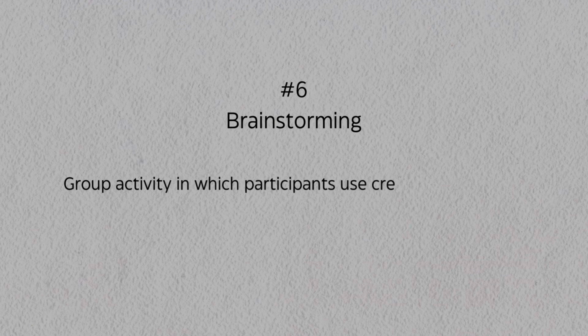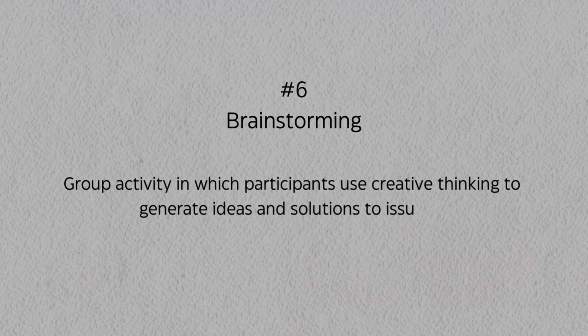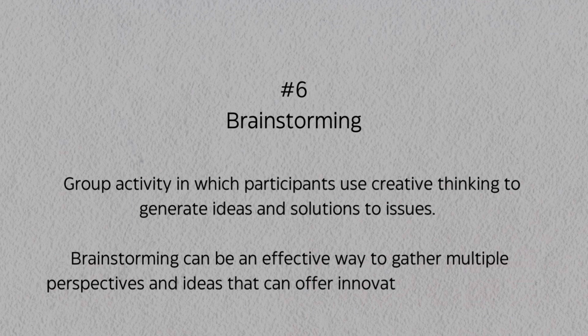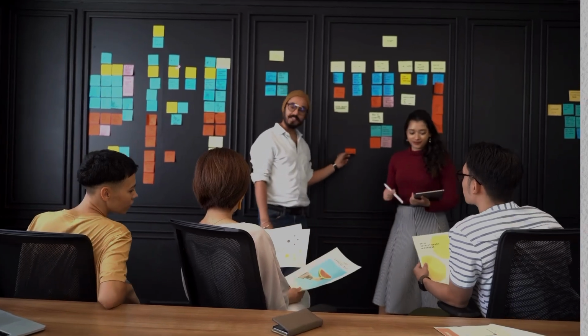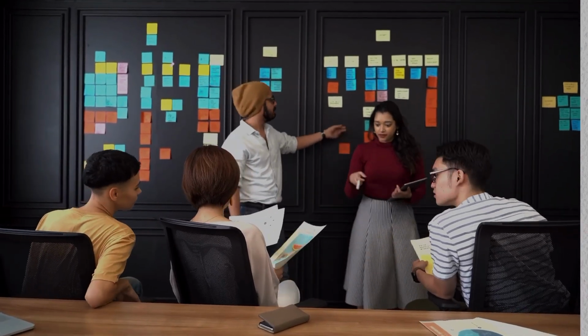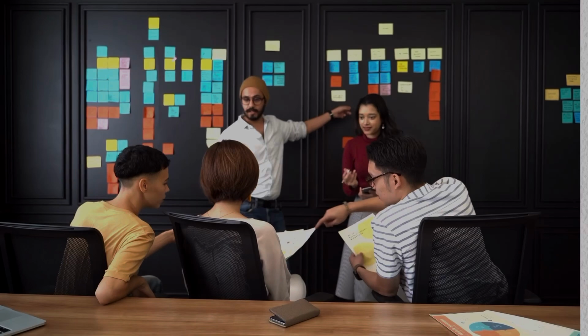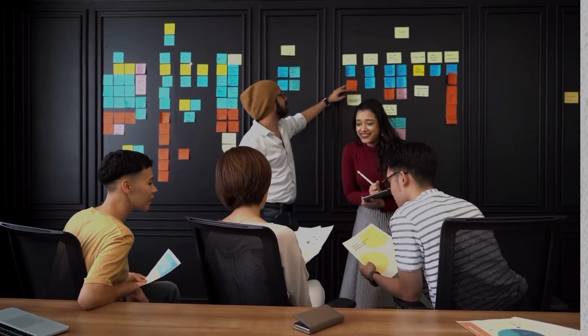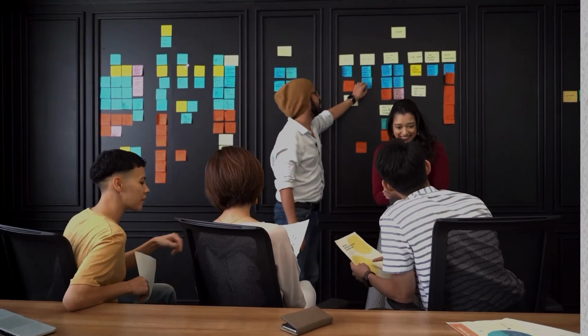Number 6 is brainstorming. Probably we've all done this in our corporate life. Brainstorming is a business analysis technique that people use along with other methods. It involves a group activity in which participants use creative thinking to generate ideas and solutions to issues. It can be a very effective way to gather multiple perspectives and ideas that can offer innovative approaches to complex issues.